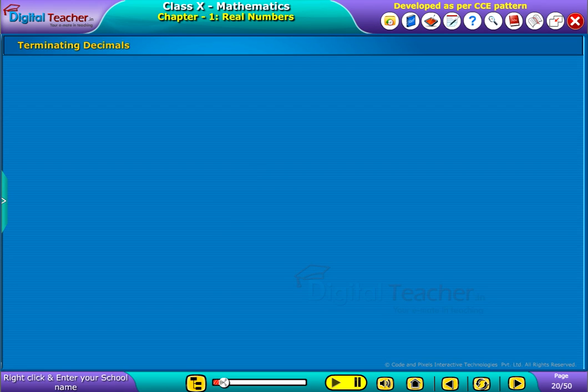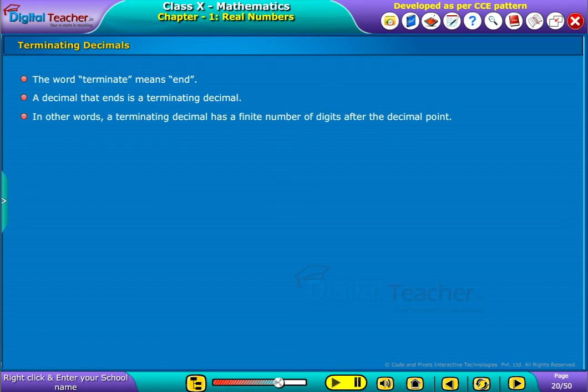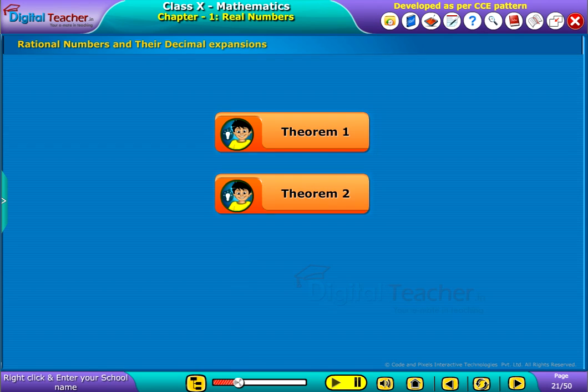Let us know in detail about terminating decimals. The word terminate means end. A decimal that ends is a terminating decimal. In other words, a terminating decimal has a finite number of digits after the decimal point. Click each tab to know more.